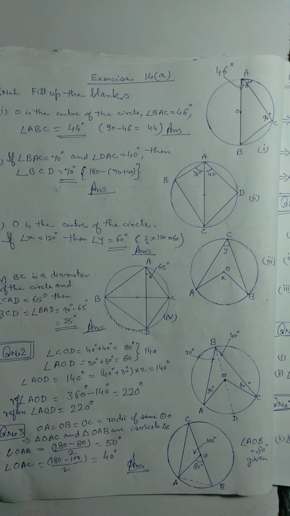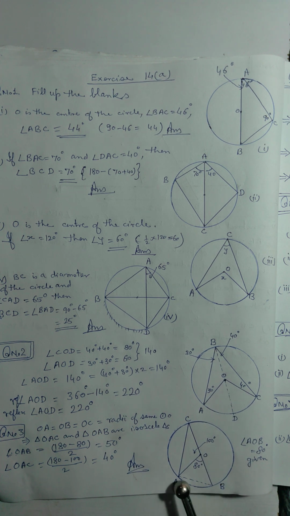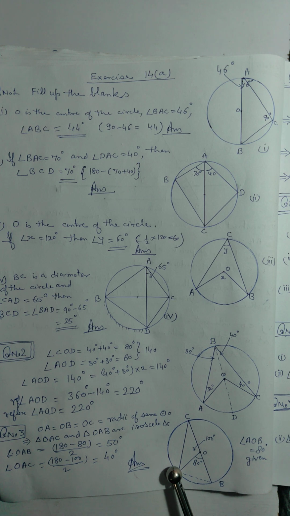Now come to the question number 3. In the figure, O is the center of the circle. Given that AOB is 80 degree, calculate the value of OAB and OAC. OAB we have to work out and OAC we have to work out, these two angles.